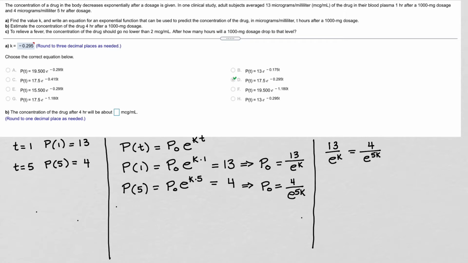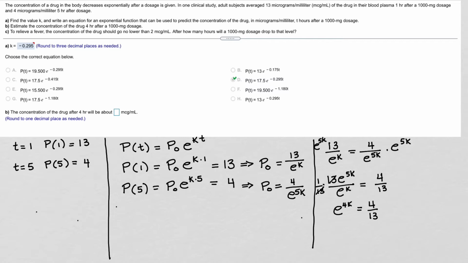And what I'm going to do is multiply both sides by e to the 5k. So I have 13 e to the 5k over e to the k, keeping those e to the k terms on the same side, and that equals 4. And then I can multiply both sides by 1 over 13. I could have done this in the same step, whatever you prefer. On the right side, I just divided by 13 instead of multiplying by 1 over 13. So those 13s cancel, and e to the 5k over e to the k is now e to the 4k.